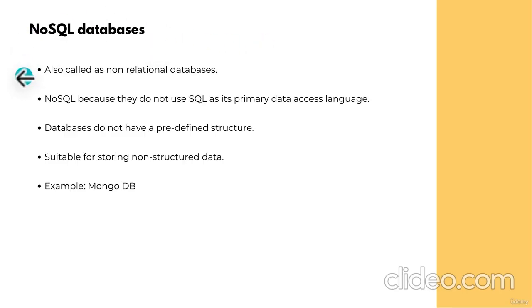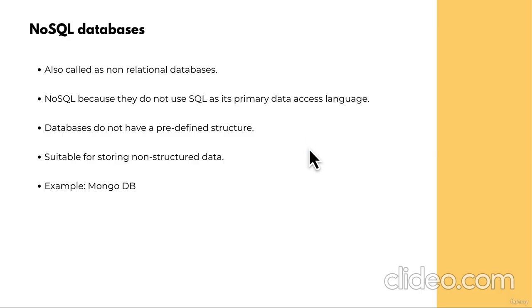And NoSQL databases are also called non-relational databases, and that's because here we do not store data in a table, and also those tables have no relation with each other as well. Therefore, they are called NoSQL or non-relational databases. So they are called NoSQL because they do not require the structured query language as their primary access language. And these databases do not have a predefined structure either.